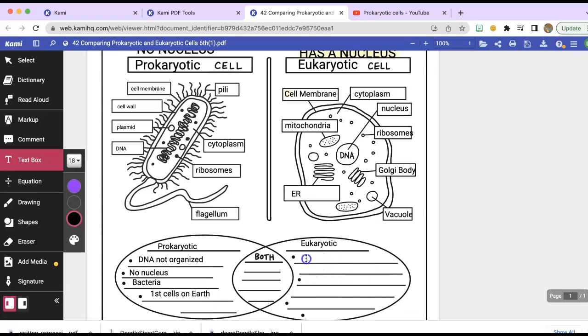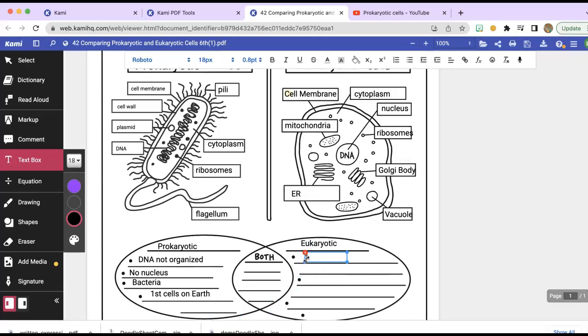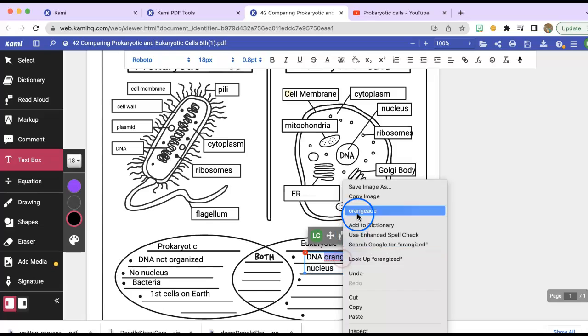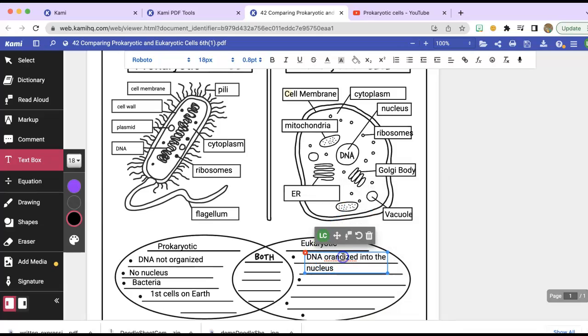Let's go to the right side and talk about eukaryotic cells. They have DNA that is organized into the nucleus. So it has a nucleus. That's where it lives. It is organized in there. It is organized into the nucleus. It's not floating around right here. It's inside this nucleus right here.